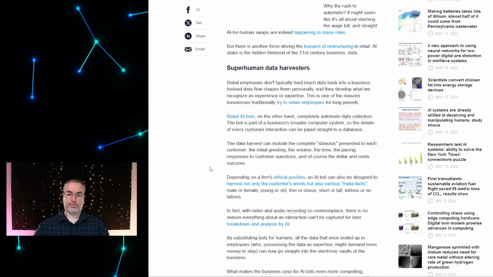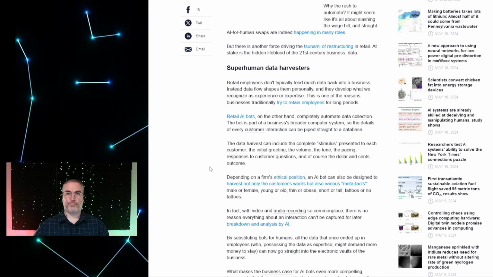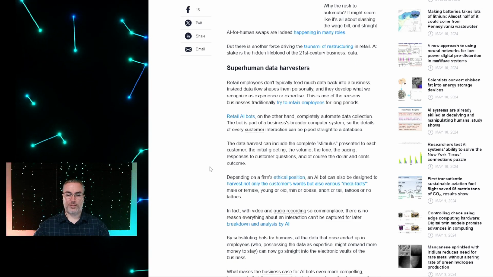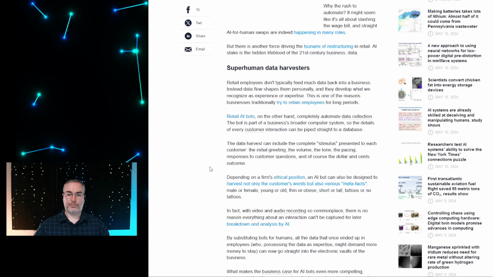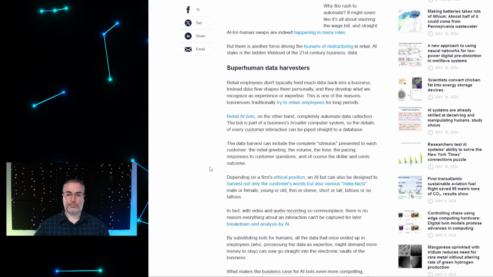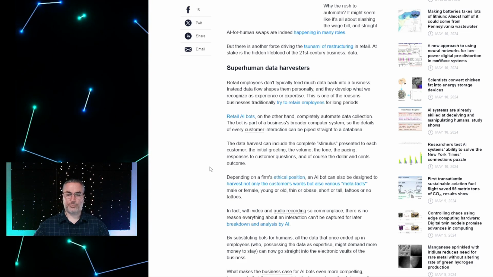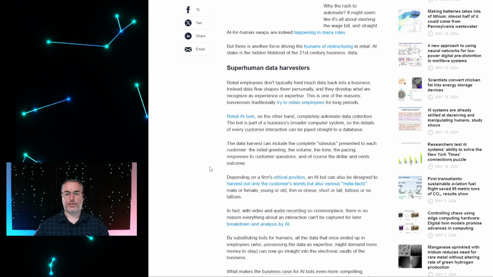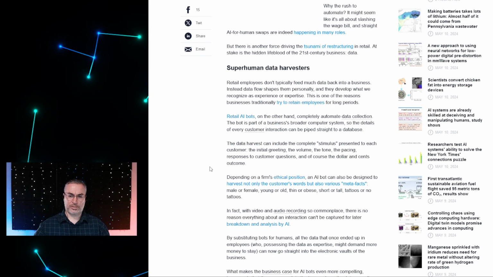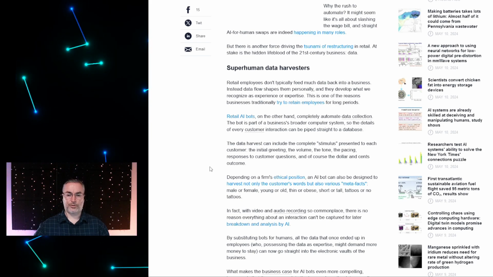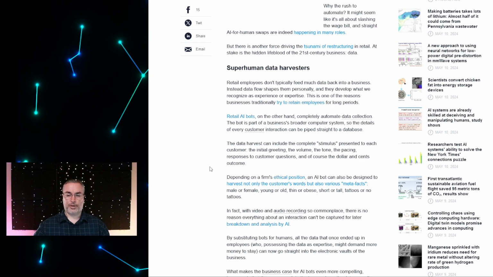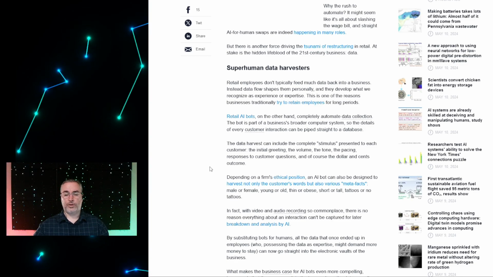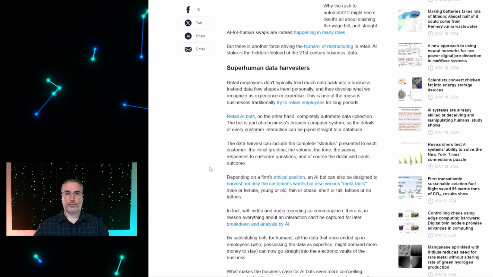That's right, because he was a bot in Star Trek. And that's true. So the data harvest can include complete stimulus presented to each customer. The initial greeting, the volume, the tone, the pacing, responses to customer questions, and of course the dollar and cents outcome. Depending on a firm's ethical position, the AI bot can play with your mind and make you think that people are talking to you in your sleep.